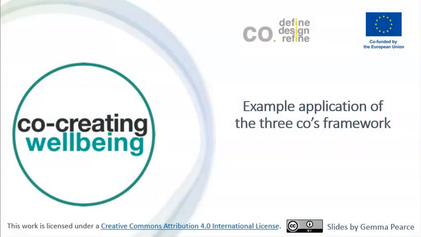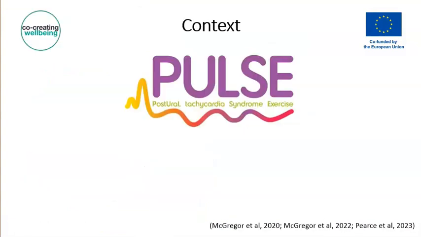This is a case study example showing how the three co's framework can be applied. This example comes from the United Kingdom and is based on developing a research intervention in a health services setting. This was a research project to develop an exercise rehabilitation service that would be able to be embedded within the National Health Service to provide treatment for people living with a condition called Postural Tachycardia Syndrome, or POTS for short.